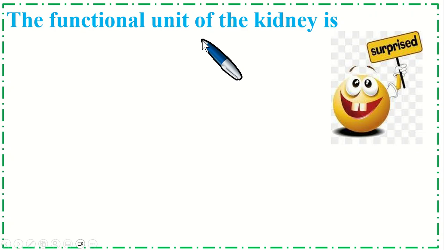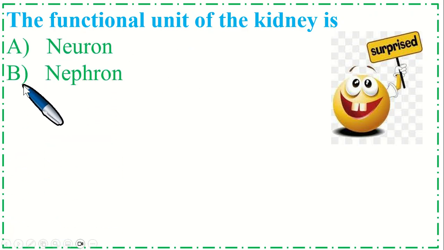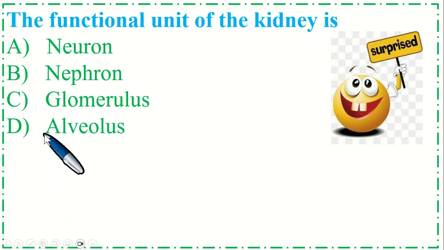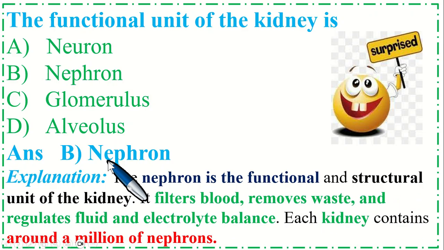The functional unit of the kidney is option A neuron, B nephron, C glomerulus, and option D alveolus. So the correct option is B nephron. Explanation: the nephron is the functional and structural unit of the kidney. It filters blood, removes waste, and regulates fluid and electrolyte balance. Each kidney contains around a million nephrons.